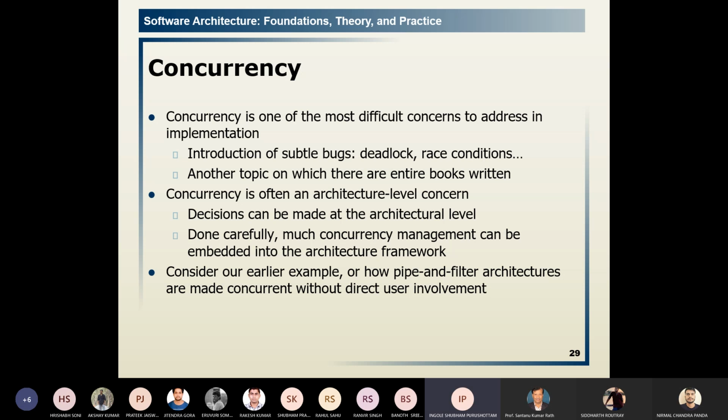So concurrency is often an architecture-level concern. Decisions can be made at the architecture level, so we have to make the decisions at the architecture level itself. It should be done carefully. Much concurrency management can be embedded into the architectural framework itself. So we have to take concurrency into account at the architecture level. Consider our earlier example of how pipe and filter architectures are made concurrent without direct user involvement.